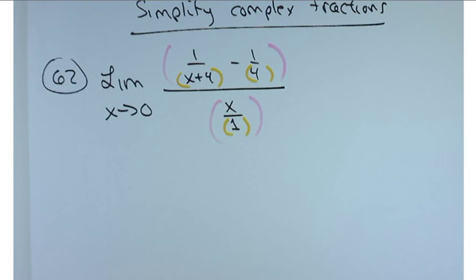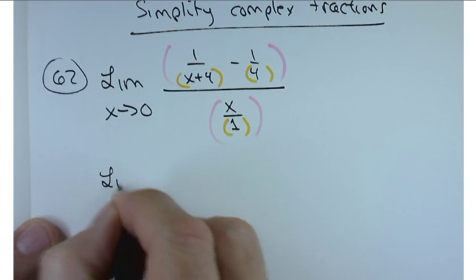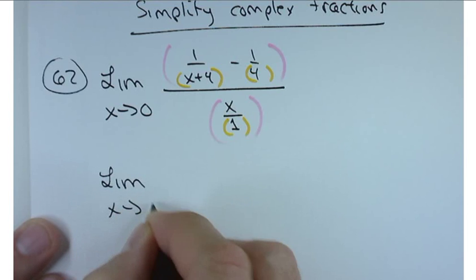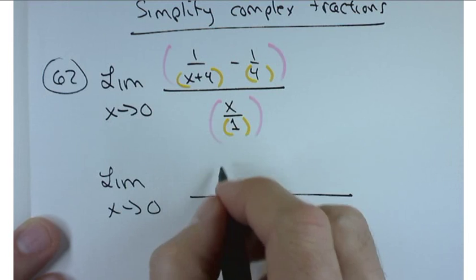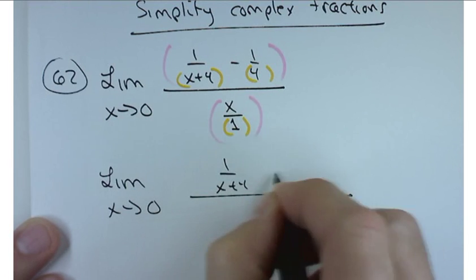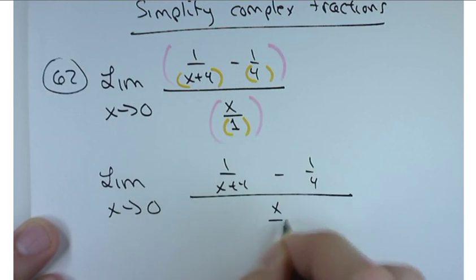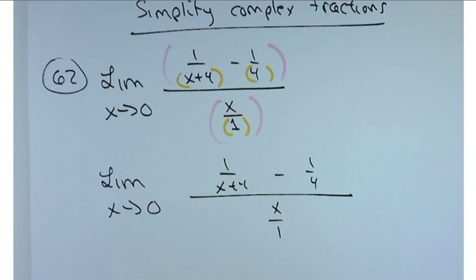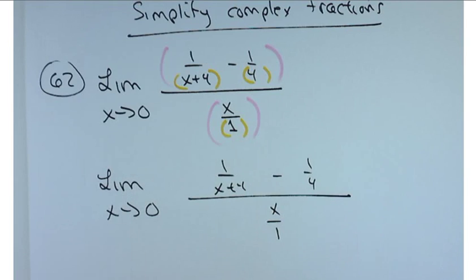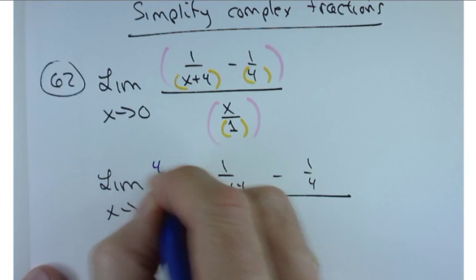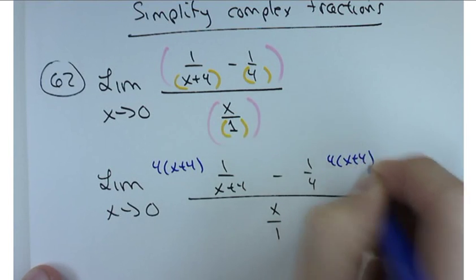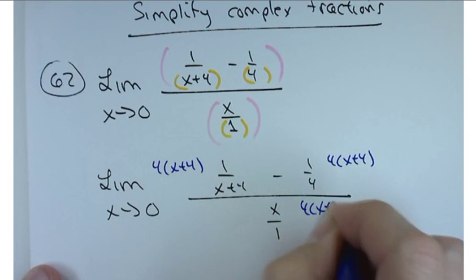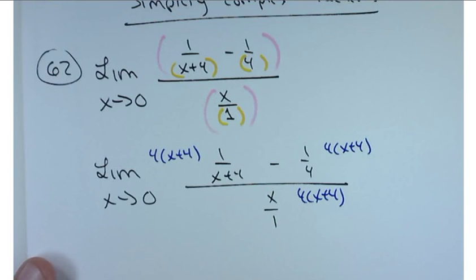And you know what? Just to be clear, let me rewrite it. You don't have to. In fact, if I were you, I'd write the LCD next to each of these. 1 over x plus 4 minus 1 over 4, x over 1. So the LCD is just really the product of these two. It's going to be 4 times x plus 4, next to each term. Looks good.